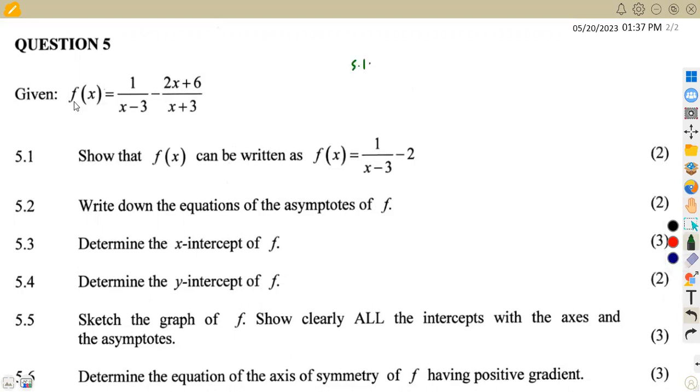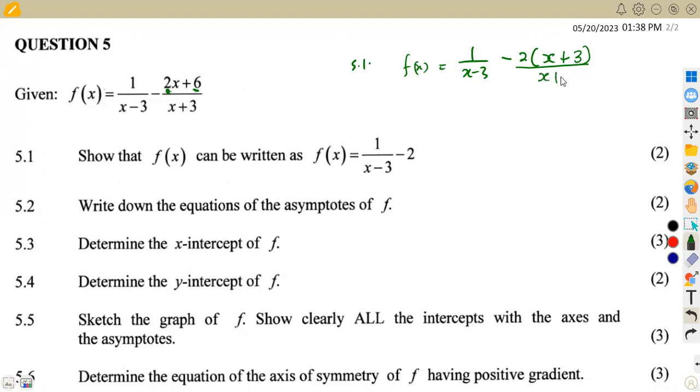That's 5.1. If you check on your f of x, you can actually factor out on the other part. There is 2, which is common in both numbers, the 6 and the 2. If we factor out the 2, that means we divide: 2x divided by 2, we remain with x; 6 divided by 2, we remain with a 3. Everything here is over x plus 3.